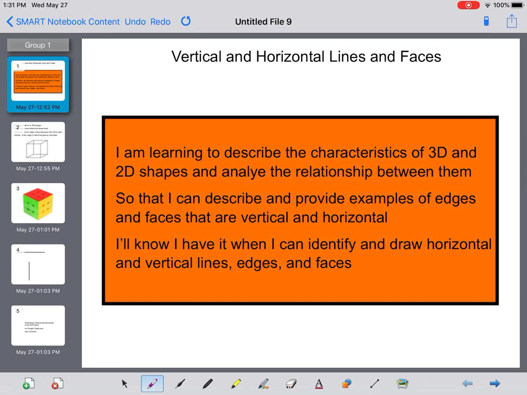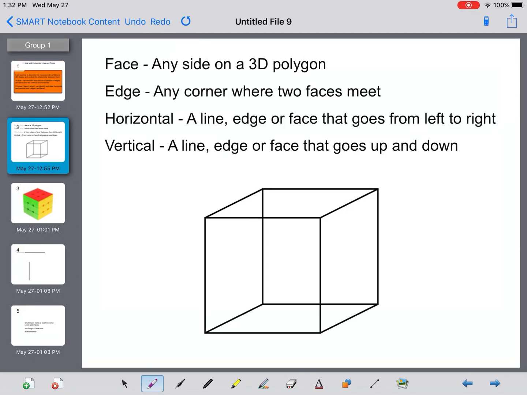Our learning intentions and success criteria are: I am learning to describe the characteristics of 3D and 2D shapes and analyze the relationship between them so that I can describe and provide examples of edges and faces that are vertical and horizontal. I'll know I have it when I can identify and draw horizontal and vertical lines, edges, and faces.